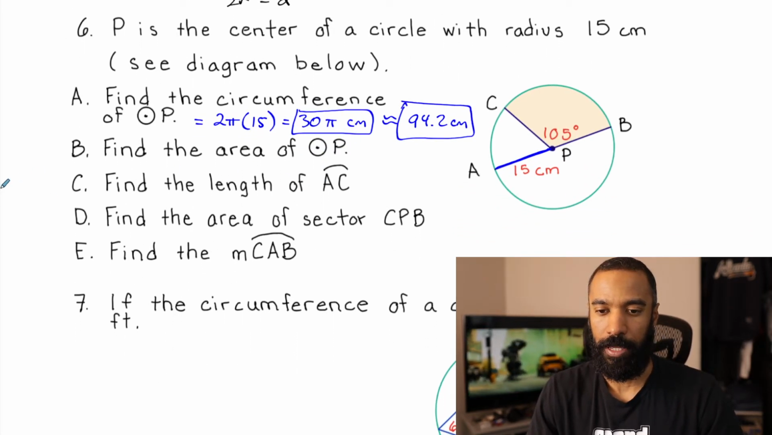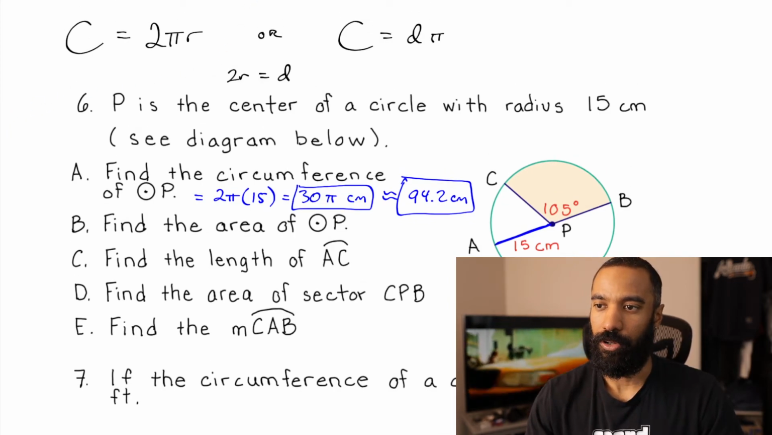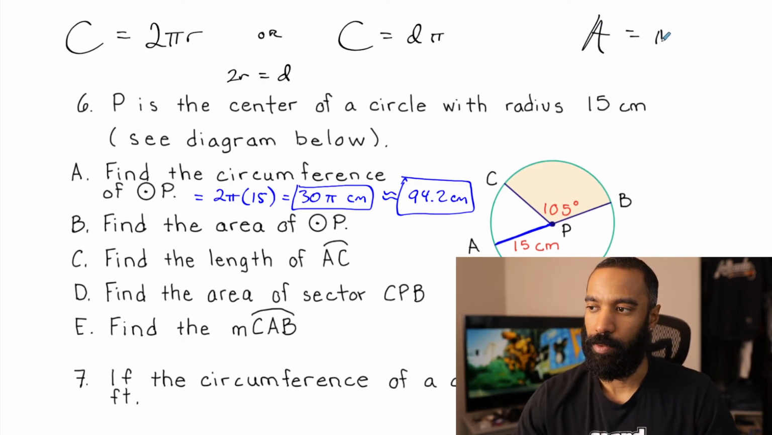Find the area of circle P. Now, the area of a circle is pi r squared. You take the radius and you square it, and you multiply by pi.